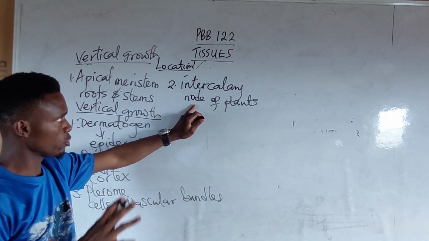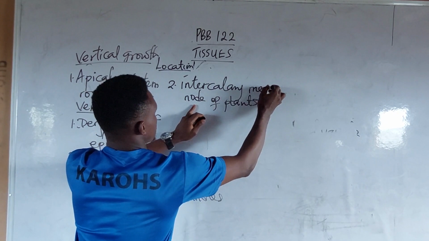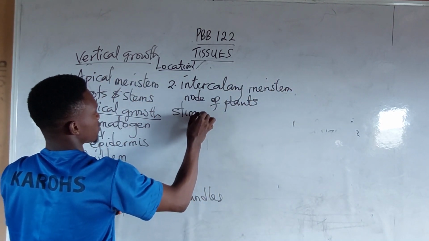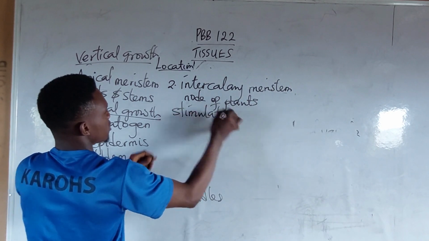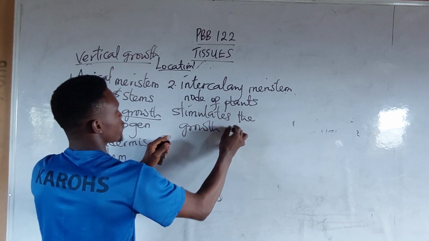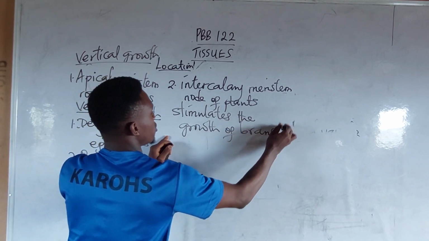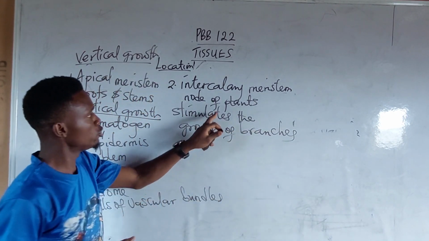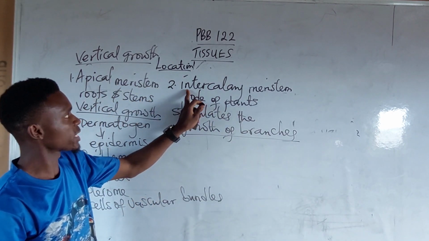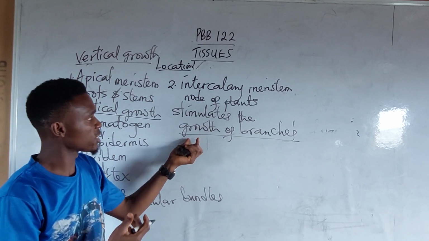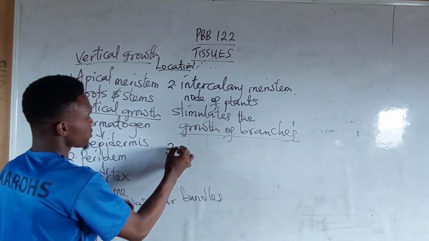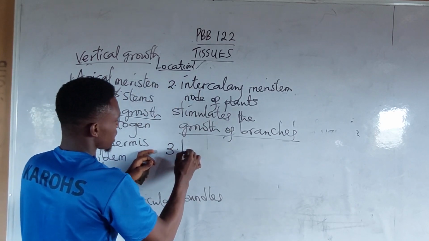What does it do? It stimulates the growth of branches. You know it is from the node that branches emanate. Please, the work of the intercalary meristem is to stimulate the growth of branches. Take note of that. The last type of meristem based on location is the lateral meristem.